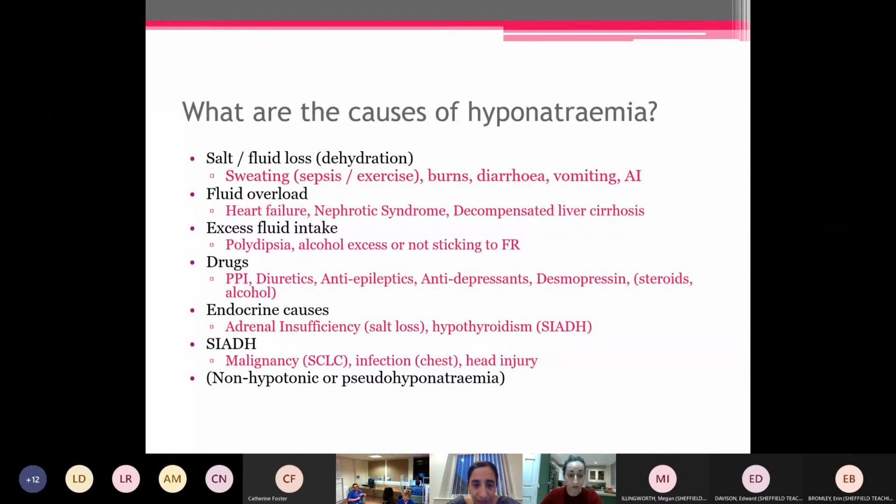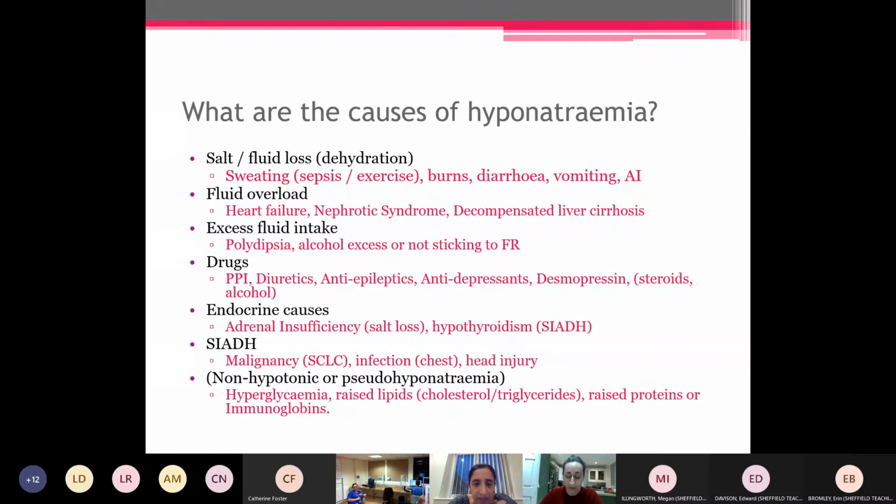So as I mentioned, in all of those first 6 bullet points, you would expect the serum osmolarity to be low. If it's normal or high, it's none of these things, and it'll be something else that is interfering with the assay or causing a pseudo-hyponatremia. And that's usually hyperglycemia, so significant hyperglycemia, or it can be due to raised lipids, cholesterol, proteins, and immunoglobulins.